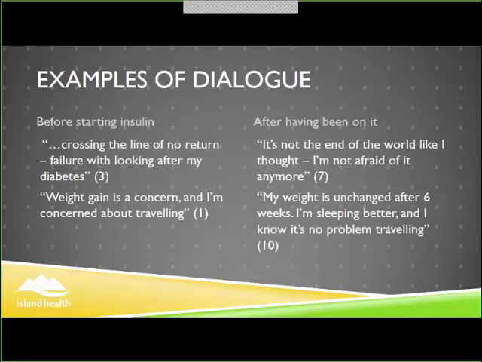Some more: "crossing the line of no return, failure" when looking at after my diabetes, before, and then the same person coming back: "It's not the end of the world like I thought. I'm not afraid of it anymore." Rated it as a 7. So a modest shift, but still moving forward on the attitude. This is one I had actually. A fellow said he was really concerned about weight gain and traveling, and often people do gain a wee bit of weight with better control or with lowering that A1C, but this fellow did not. He felt better, moved more, ate better. He actually had no weight change, slept better, and he had no problem traveling with it.